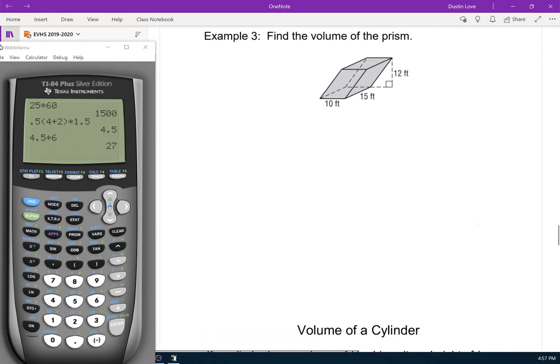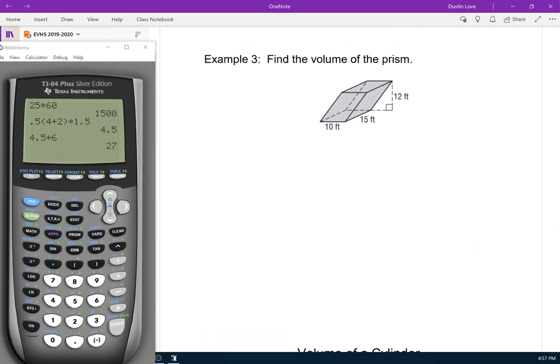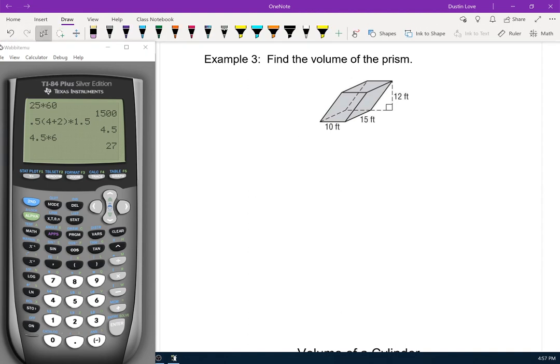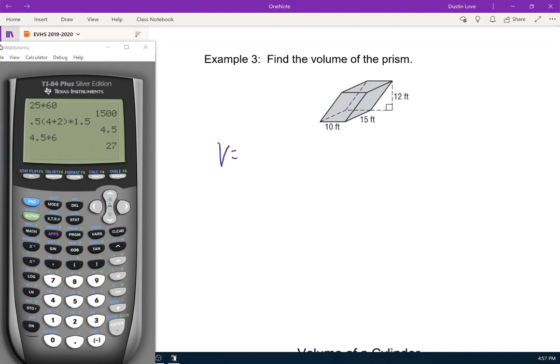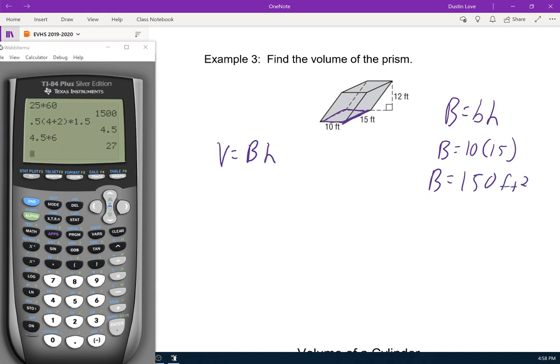Context is everything. All right, here we have our first oblique prism. Volume is still area of the base times the height of the prism. So let's do our area formula. Looks like I've got a rectangle here on bottom, which is a parallelogram, so we're using base times height. So base of the rectangle is 10. Height of the rectangle is 15, because that's this direction here. 10 times 15 is 150 feet squared.